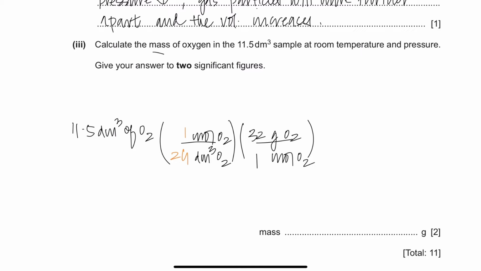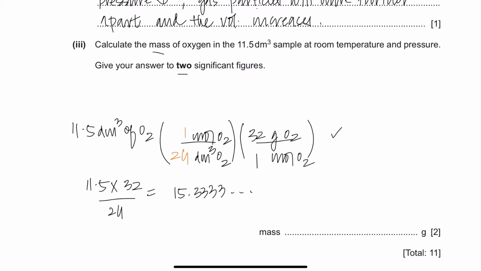So the units will cancel out, and therefore 11.5 times 32 divided by 24. That's giving me 15.3333 and so on. Now the question says give your answer in 2 significant figures. This question is for 2 marks. So 1 mark is for the answer and the second mark is for the significant figures, right? It's for the accuracy.